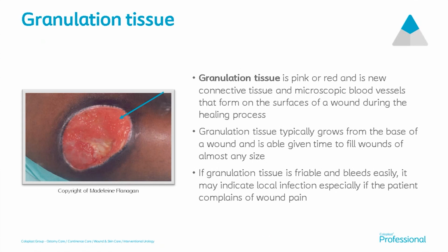Then we look at granular tissue. It should be pink or red, and it's that new connective tissue with the new formation of blood vessels sitting at the surface, which is really helping the wound to progress towards the final stages of healing. Granulation tissue sometimes can appear quite friable, and it can bleed quite easily. And that's sometimes an indicator that you've got a local infection or biofilm presence potentially, and that can then delay wound healing. So we need to be able to identify whether it's healthy granulation tissue or whether it's granulation tissue that might have something else going on with it as well.